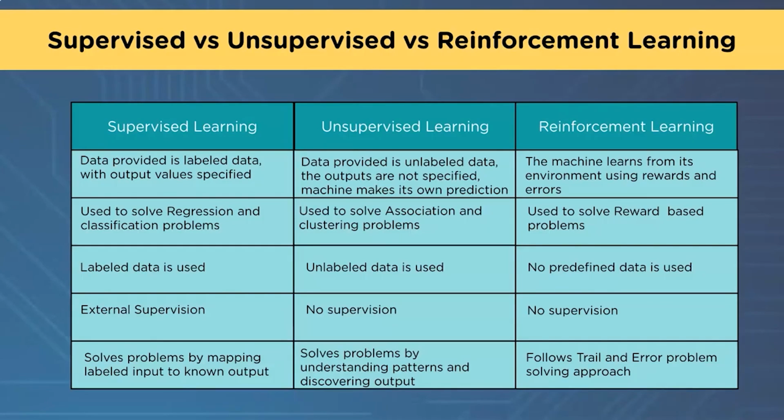Unsupervised learning is really interesting because it's now taking part in many other models. You can actually insert an unsupervised learning model in almost either supervised or reinforcement learning as part of the system, which is really cool. Data provided is unlabeled data. The outputs are not specified. Machine makes its own predictions. Used to solve association with clustering problems. Unlabeled data is used. No supervision. Solves problems by understanding patterns and discovering output.